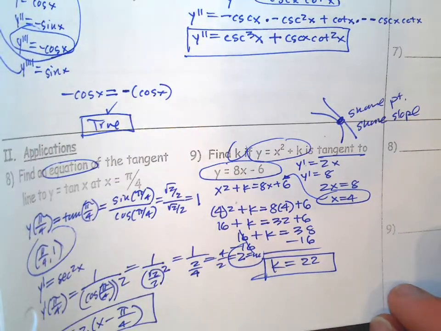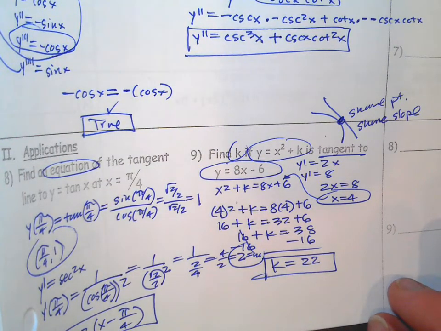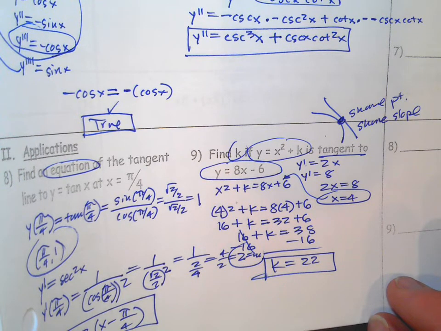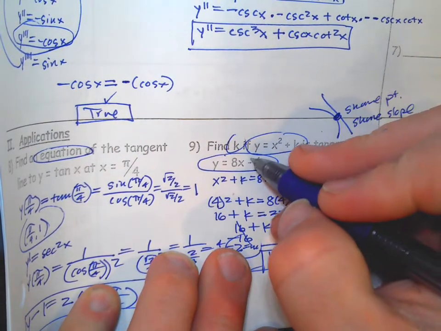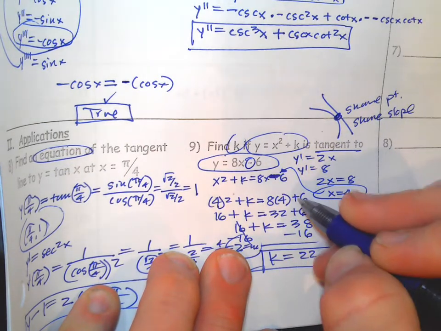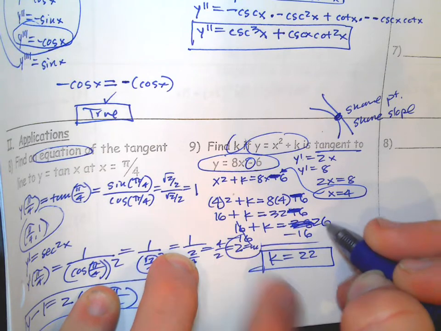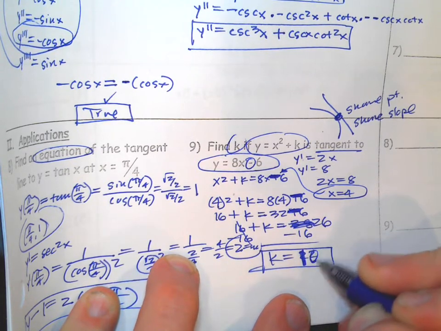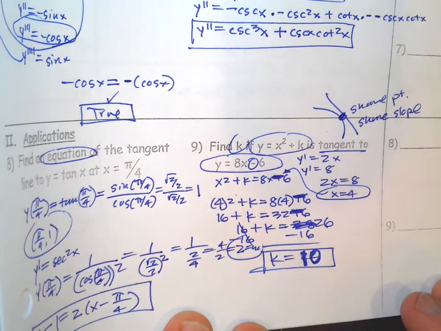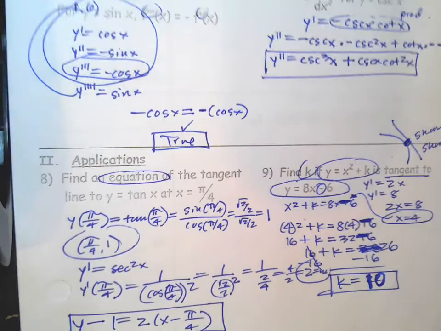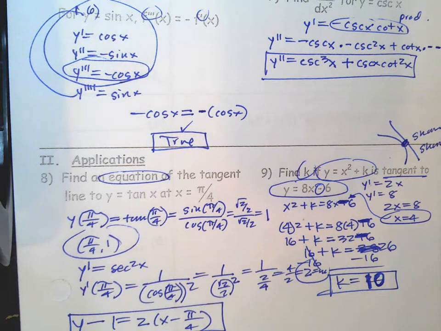22, which is wrong compared to my answer. So what did I do wrong? Oh, this minus somehow became a plus. That's weird. 6. You should get 10. You just gotta be careful. Even I'm making mistakes. I'm going too fast.